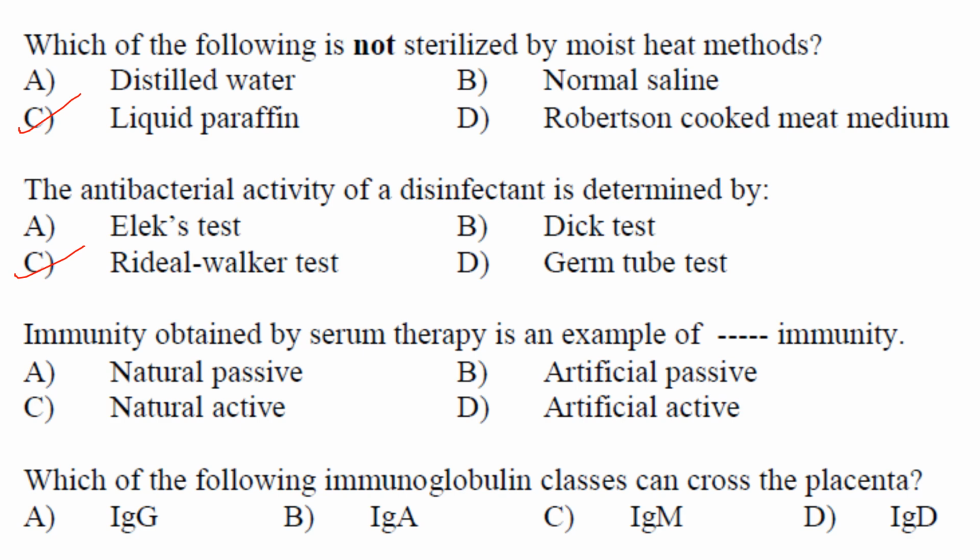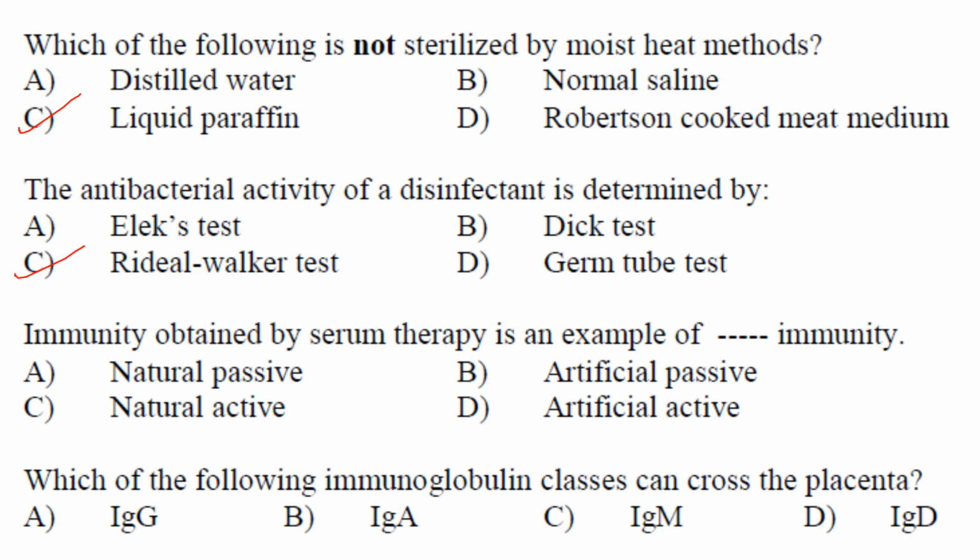Then the Elek test detects diphtheria toxin production by Corynebacterium diphtheriae. The Dick test assesses immunity to scarlet fever. And the germ tube test identifies Candida albicans based on germ tube formation. So answer here is option C.